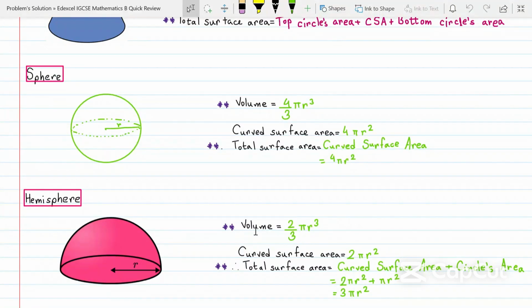But the total surface area for the hemisphere is equal to the curved surface area plus the bottom circle's area. Therefore 2 pi r squared plus pi r squared, which equals 3 pi r squared. Please, I want you guys to not get mixed up with this. The sphere's total surface area equals 4 pi r squared and the hemisphere's is 3 pi r squared.